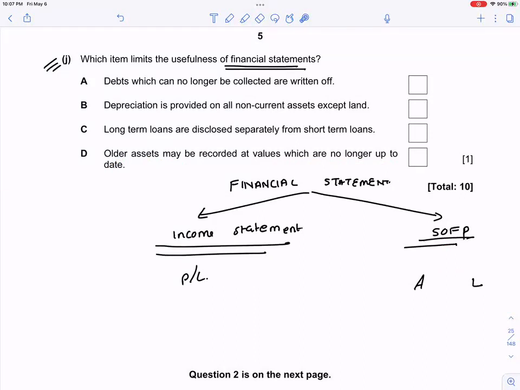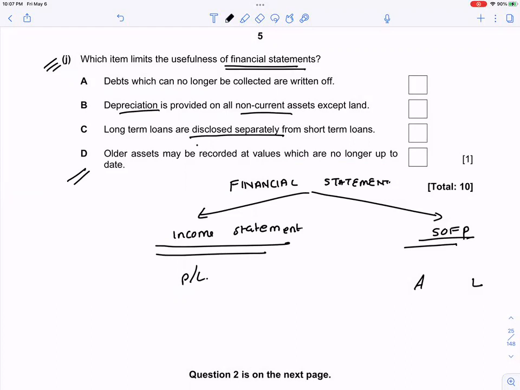Option A: debts which can no longer be collected are written off. Older assets should be recorded at their values. Long-term loans should be disclosed separately, and short-term loans should be disclosed separately. Does this happen? Yeah, long-term loans are non-current liability and short-term is current liability. So it is making the financial statements more useful. Provide depreciation on all non-current assets is also making the financial statement more useful.